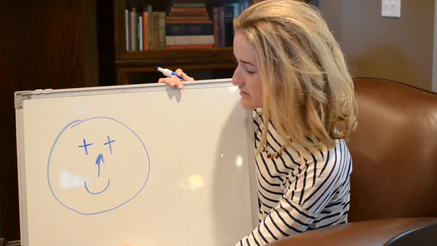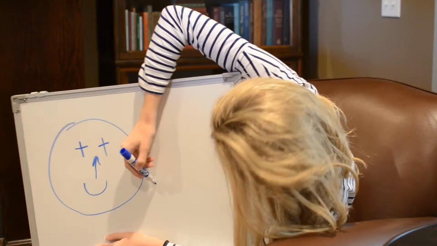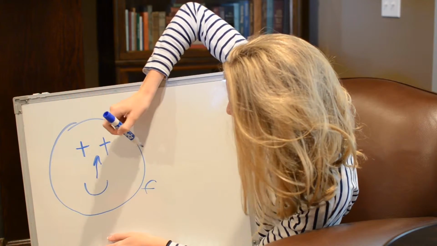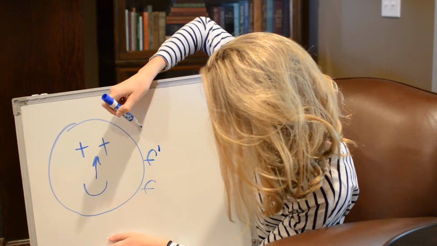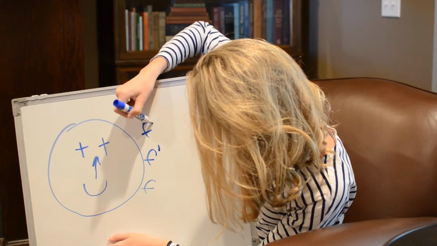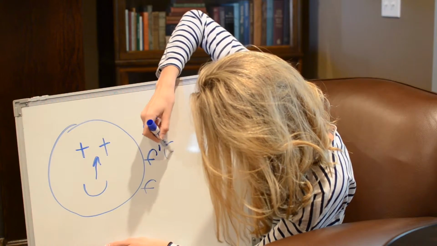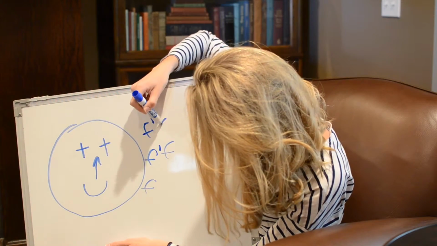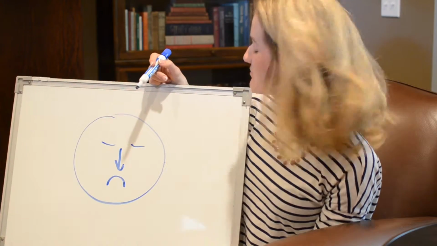So what you're saying is, when F is concave up, F prime is increasing. And when F prime is increasing, F double prime is positive. And I guess that would make sense if you do it this way too. When F is increasing, F prime is positive.